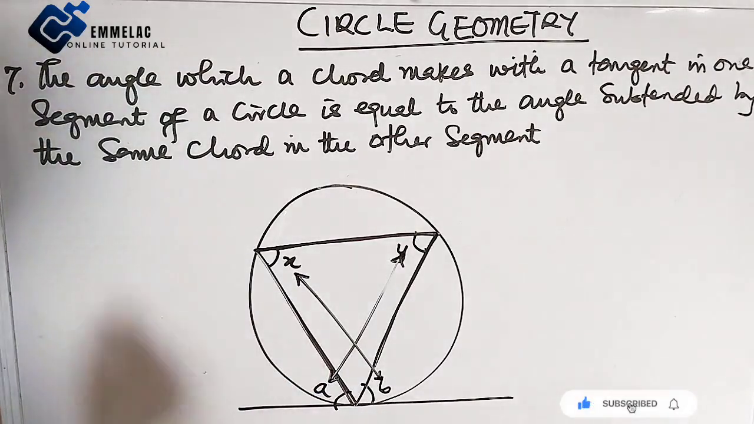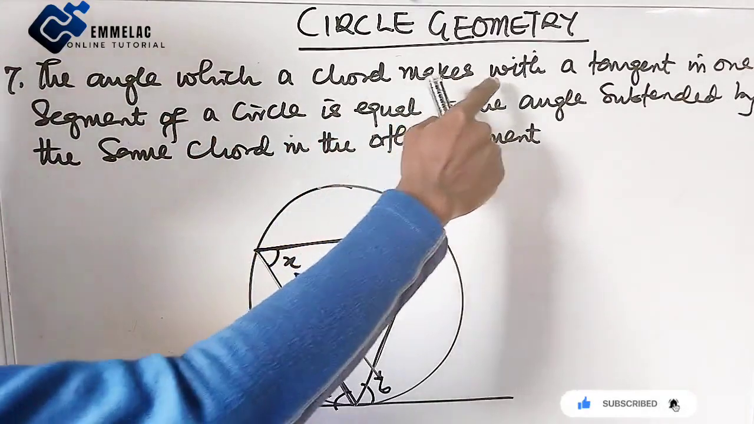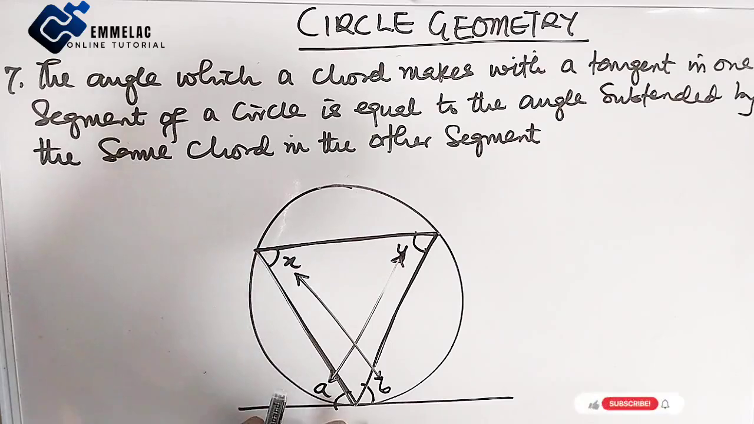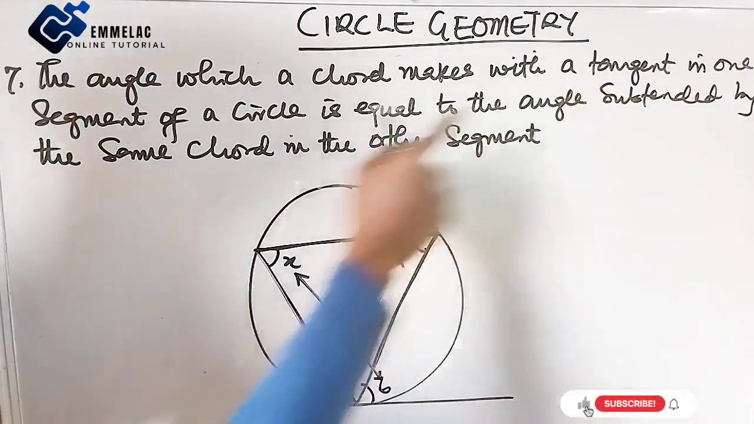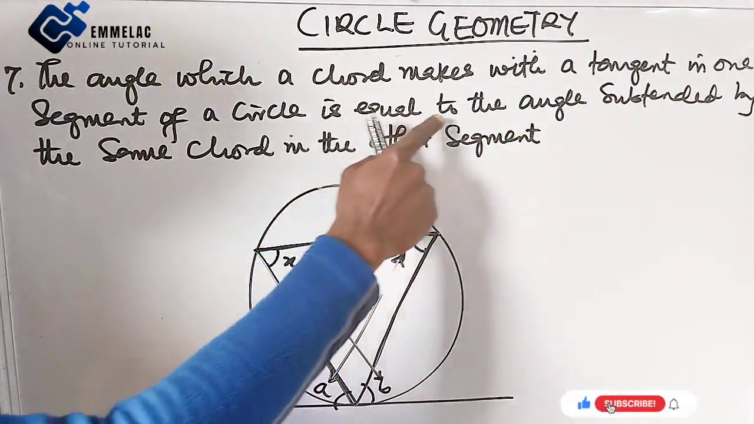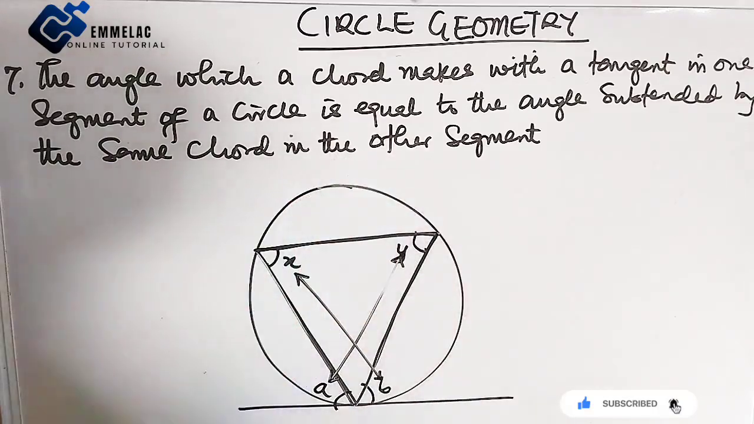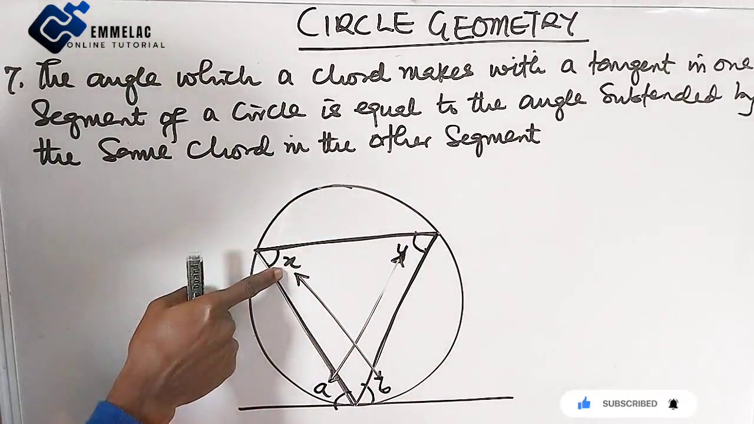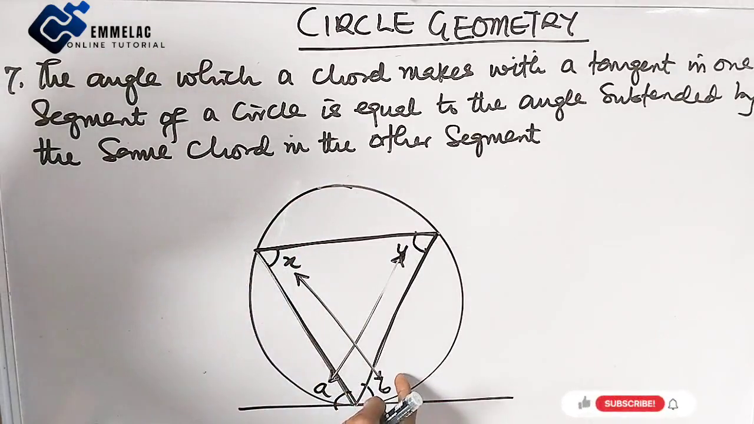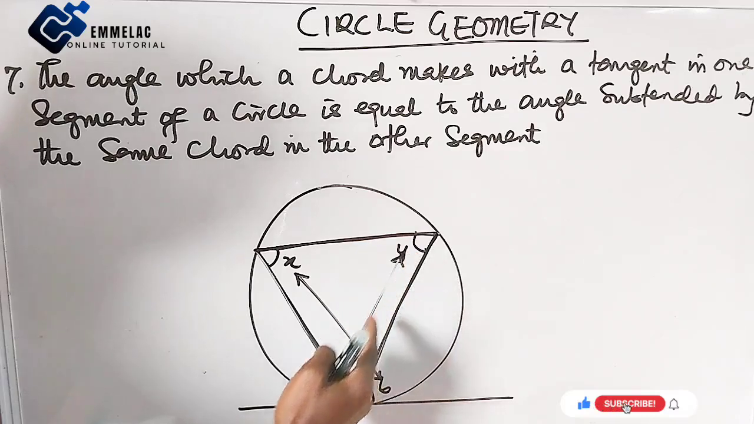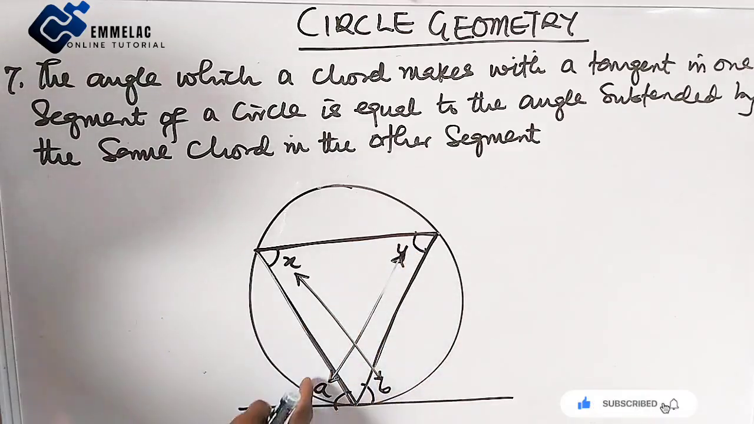All right, so the angle which a chord makes with a tangent, now this angle in one segment of a circle, is equal to the angle subtended by the same chord in the other segment. Now this is one of the segments. Now subtend this angle at the other segment. This angle at this segment is equal to this angle at the other segment.